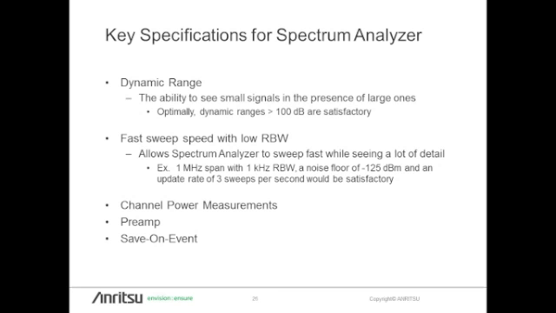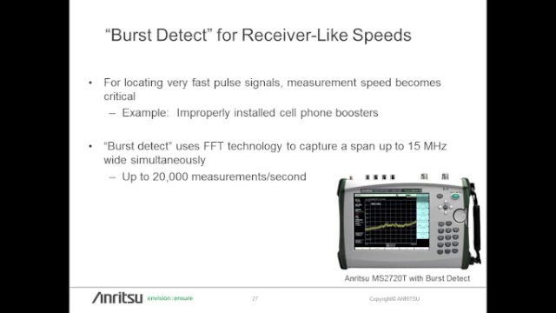And I mentioned also earlier in the presentation, save an event. One innovation that we have is something called burst detect, which you could basically call something like receiver mode. So if you want to locate a very, very fast pulse signal, this kind of measurement becomes critical. This is something you might be able to see with cell phone boosters, which I mentioned is kind of a common type of interference source.